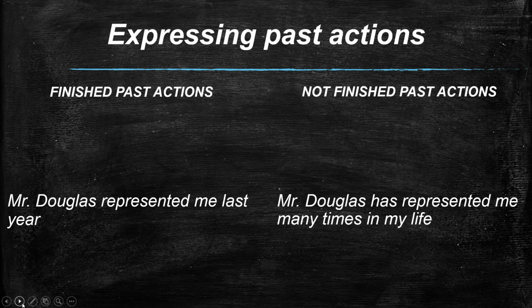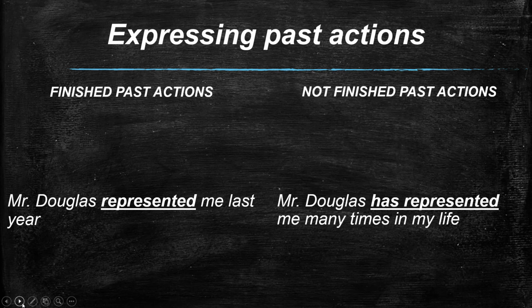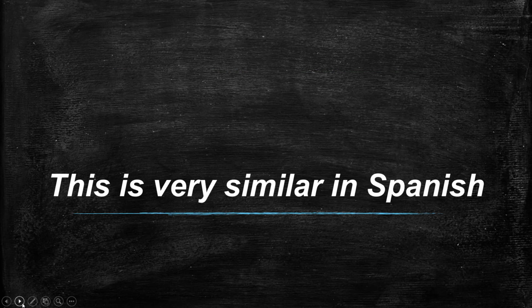Well, we have example number 2. Example number 2 says, Mr. Douglas has represented me many times in my life. Now we have to check the forms of the verb represent. Example number 1, the form is represented. Example number 2, the form is has represented.